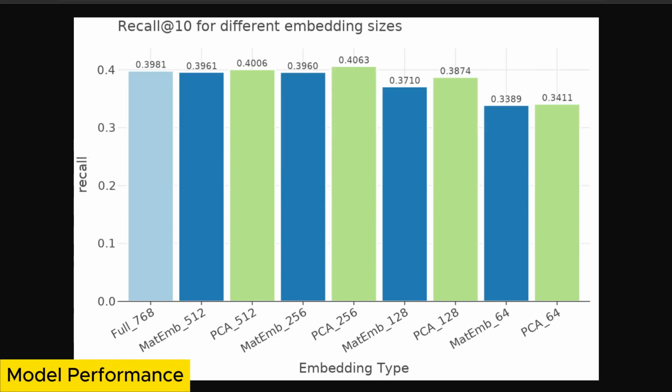Now finally, let's look at the model performance. Here I'm measuring recall at 10 for different embedding sizes. And interestingly, using PCA 256 dimensional embeddings has the best performance. So here we see the recall of 0.4 for PCA with 256 dimensions compared to even using the full embedding dimensions, that is 768. Interestingly, using PCA to reduce the dimensions to 128 has almost the same performance as using the full embeddings. So this is very interesting.